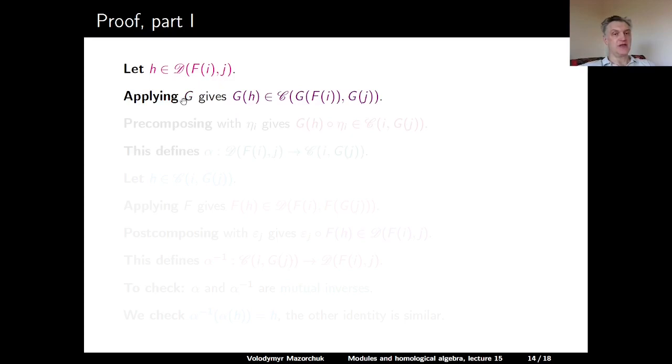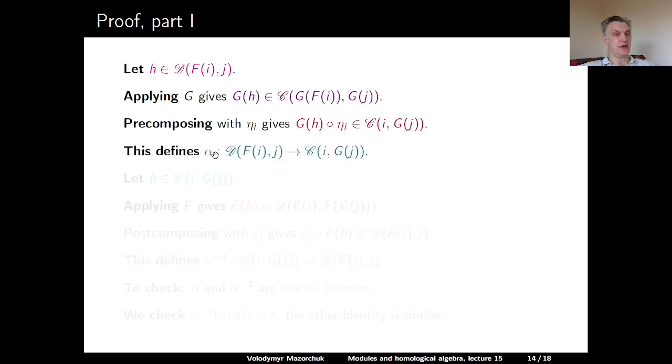What we can do, we can apply G to h to get a morphism G of h in C from G of F of I to G of J. If we precompose this with eta I, which is a morphism from I to G of F of I, we get a morphism G of h after eta I, and this will be a morphism in C from I to G of J. And in this way, we define our map alpha.